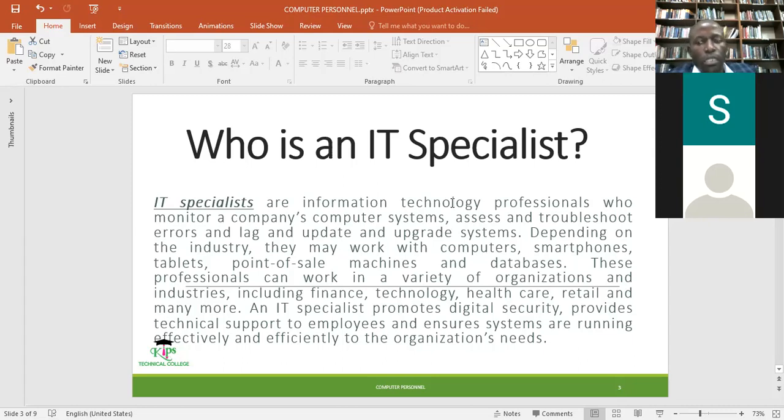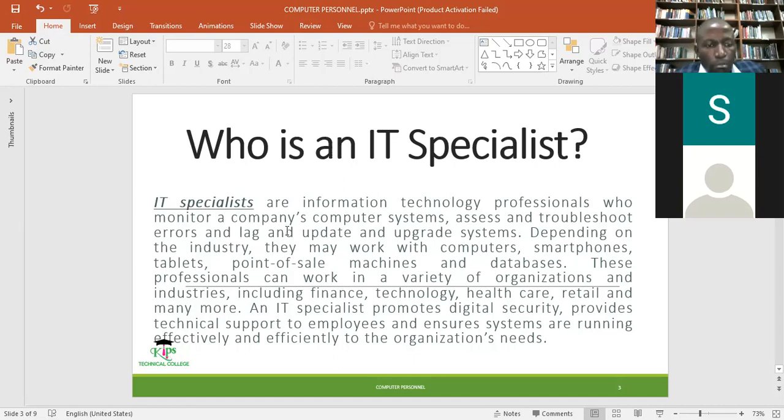There could be technicians that handle the software part. There are those that just deal with the coding, the ones that we refer to as the programmers. Those that are in charge of checking and confirming that the network is running smoothly, we simply refer to them as the network support specialists.